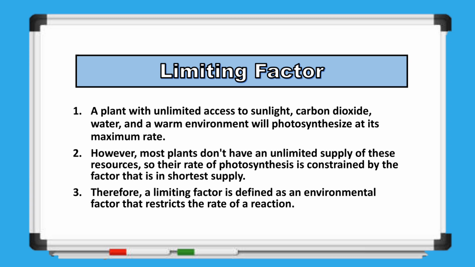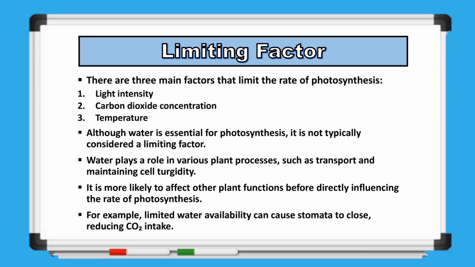But in reality, plants usually do not have access to everything in unlimited amounts. So their rate of photosynthesis is limited by the resource that is currently in the shortest supply. That resource becomes the limiting factor. Now the three main limiting factors we focus on are light intensity, carbon dioxide concentration, and temperature.